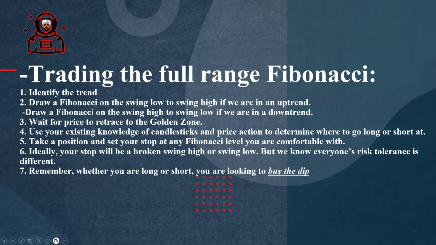Just keep this mindset when you're trading the Fibonacci. You're getting in on the trend and you're looking to buy the dip. Whether the trend is upwards, you're expecting the trend to continue and you want to buy the dip. You want to buy the dip at the best levels possible. That's going to be the 0.5, the 0.618, or the 0.786.